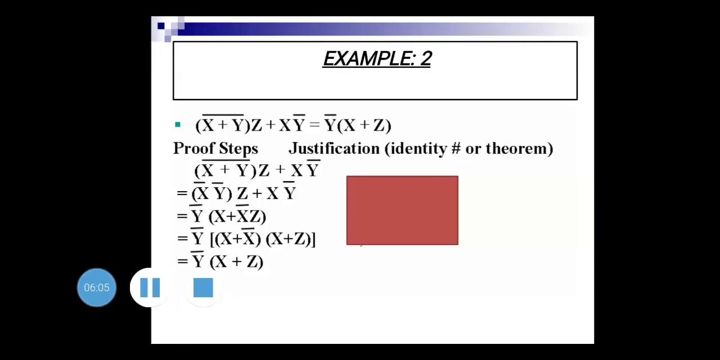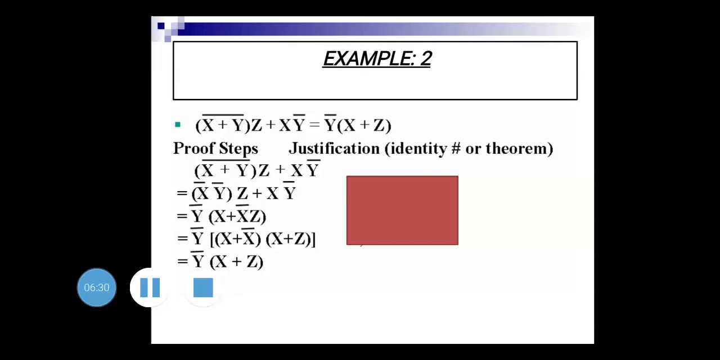Now here is the example number 2. You can check, the equation is like this: x plus y the whole bar, bracket closed, into z, plus x and y bar is equal to y bar and with bracket opening, then x or with z, bracket closed. So left hand side and right hand side you have to prove. So we'll start with the left hand side.